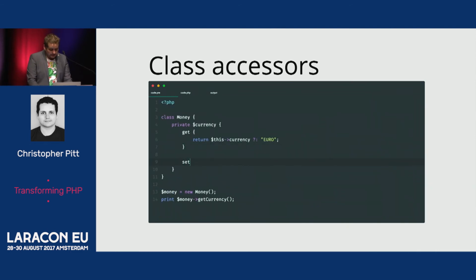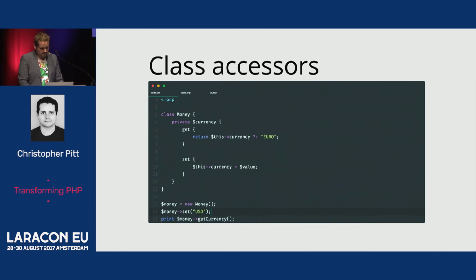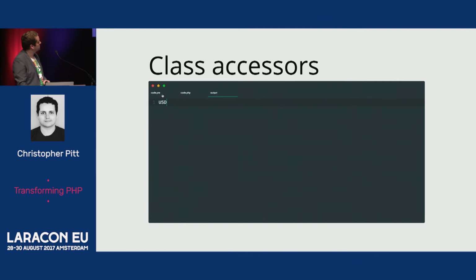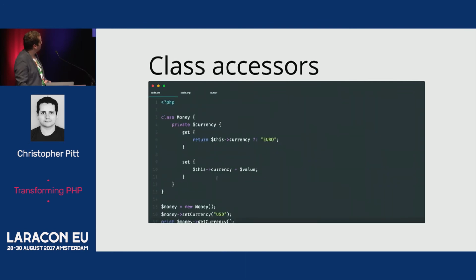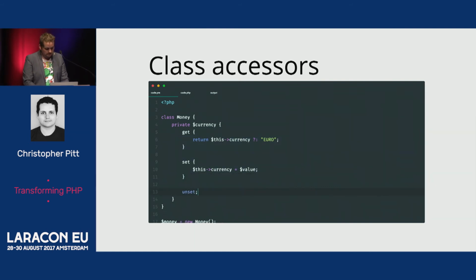We can also do something like define setters inline as well. This currency is value. And so here, first, we can set the currency. Set currency. Does this work? Yes, it does. OK. So that's a bit more concise than defining a get currency method and a set currency method. It also lets us do things like shorthand, where we can say unset.